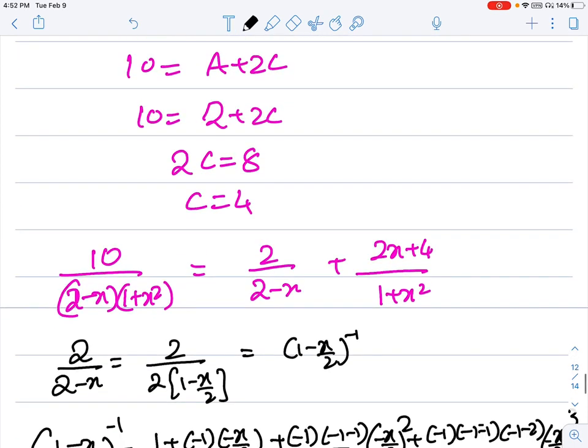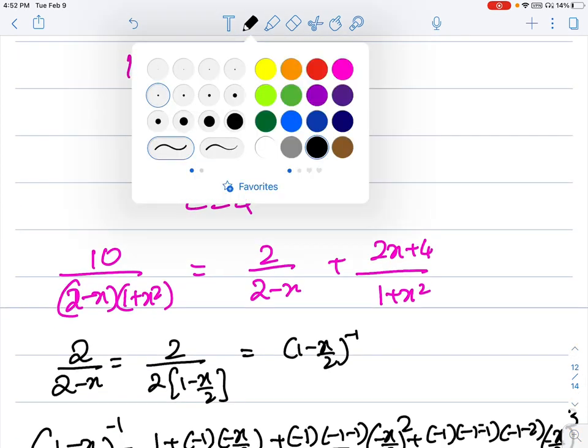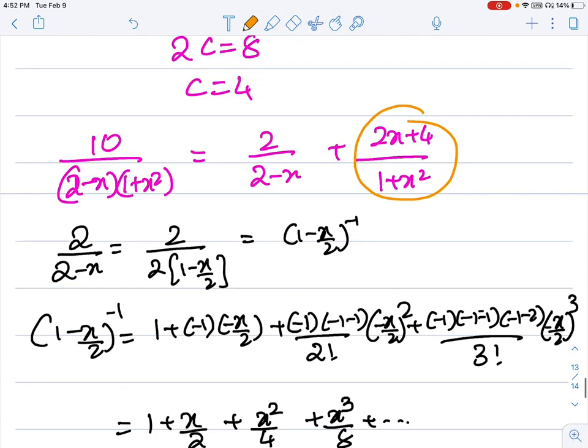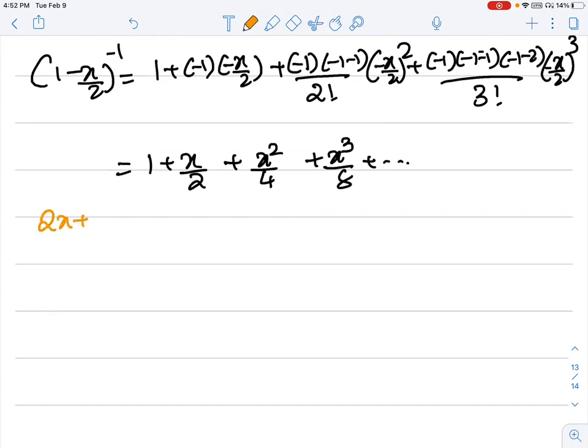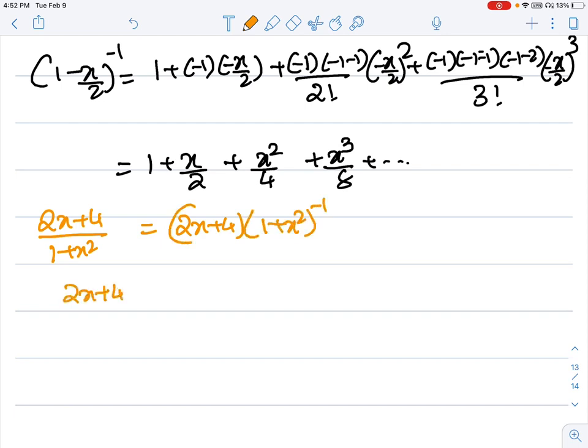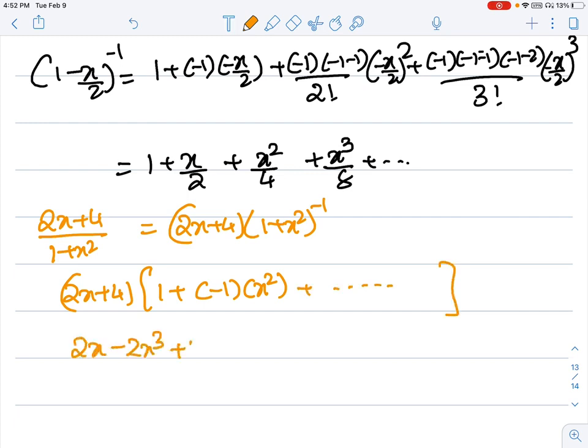Second one, we need to expand the second one too. 2x plus 4 times 1 plus x square. 2x plus 4 upon 1 plus x square. So it becomes 2x plus 4 times 1 plus x square whole to the power of minus 1. So it becomes 2x plus 4 times 1 plus nx. No need to do the other part because it becomes x power 4. I want only till x power 3. So multiply this one, 2x minus 2x cube plus 4 minus 4x square.